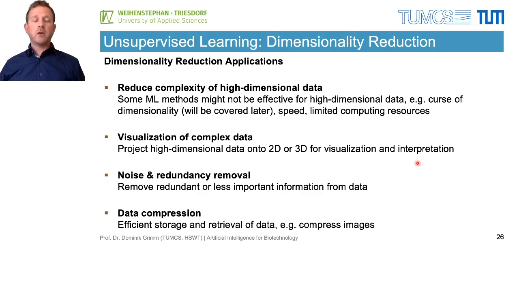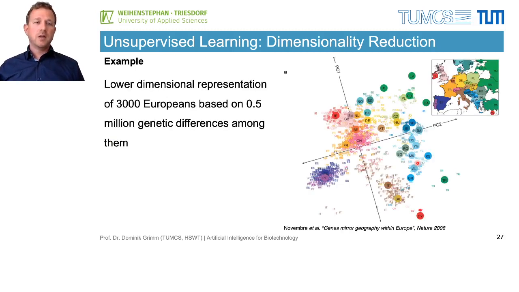And there I'd like to show you a very interesting example which was published in Nature in 2008. So what has been done here? Here you see a lower dimensional representation of 3,000 Europeans. What has been done in this study? They used 3,000 Europeans and they genotyped them. They tried to find out what the differences in the genotype are between these 3,000 Europeans. So they had approximately 500,000 genetic differences between the 3,000 Europeans. So what you have here is 3,000 Europeans times 500,000 dimensions.